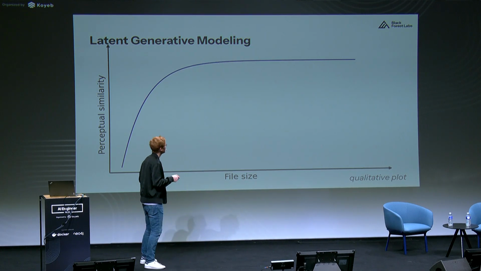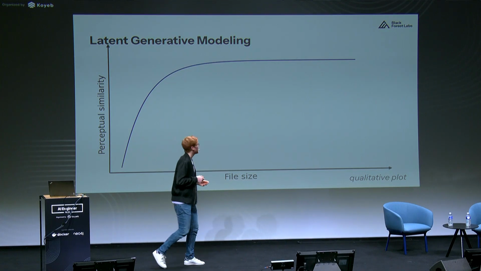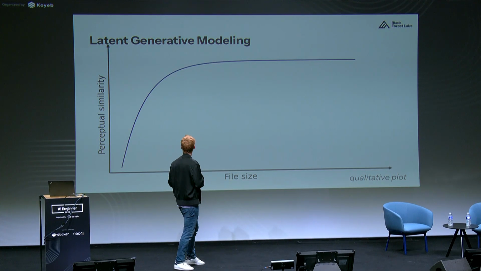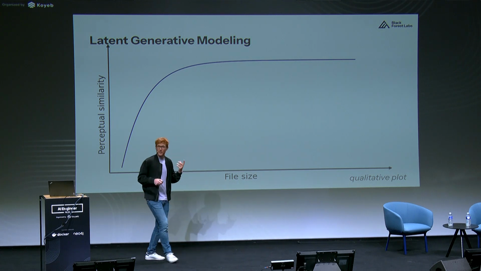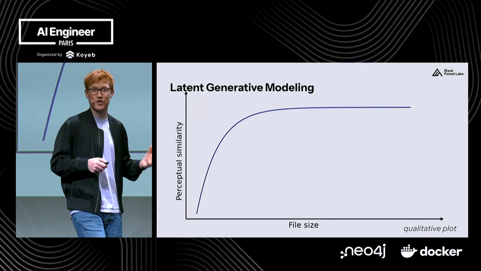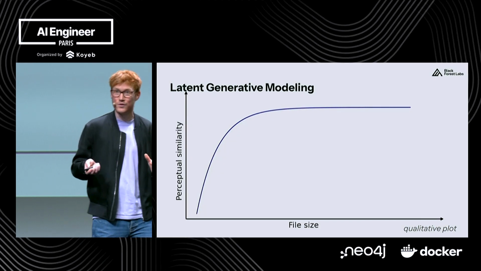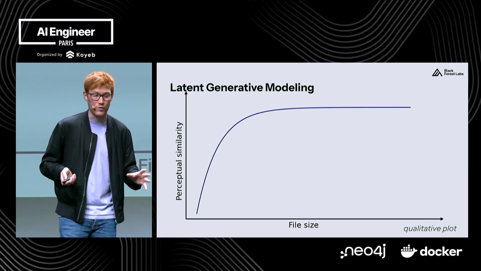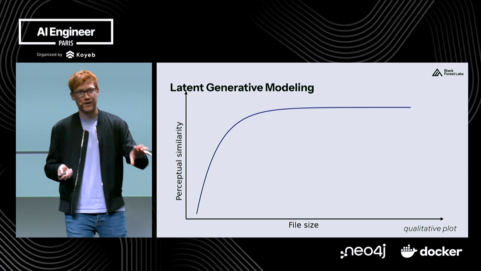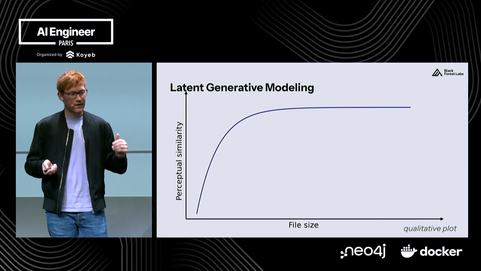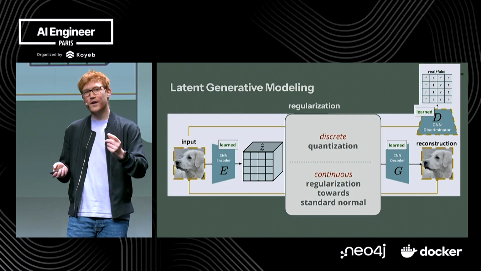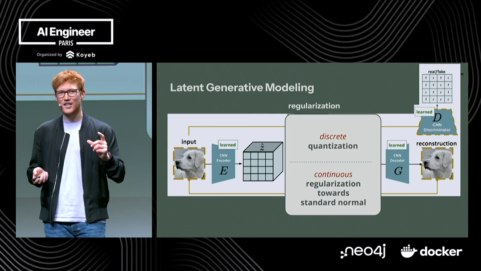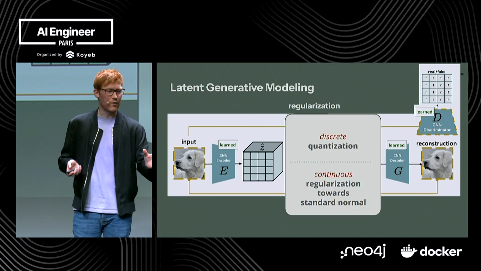So this flat part of the curve, because here we don't increase the perceptual similarity anymore. This doesn't actually matter to our eye, and training on this would just be a great waste of compute and time. So we should not do this. And this is at the core of latent generative modeling. We really want to find a representation of an image that only contains those details in an image that actually matter to us.